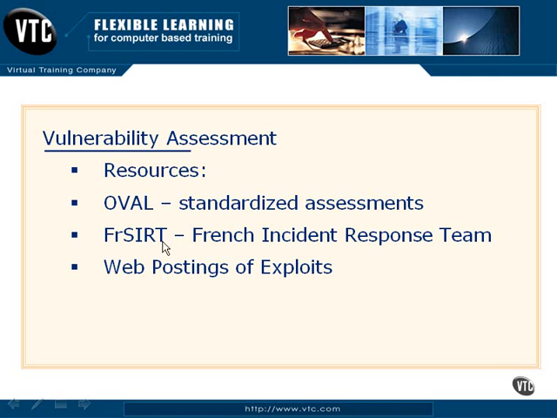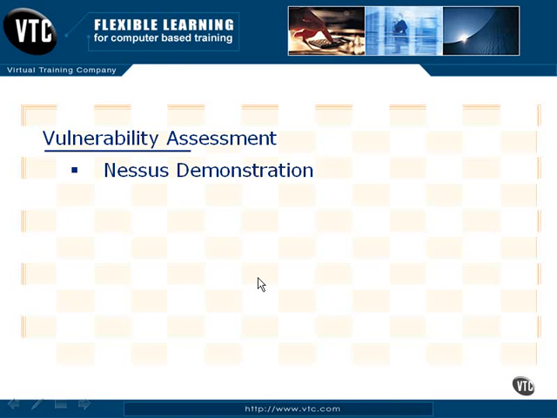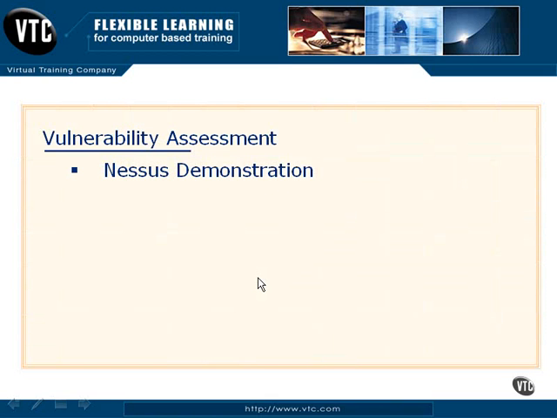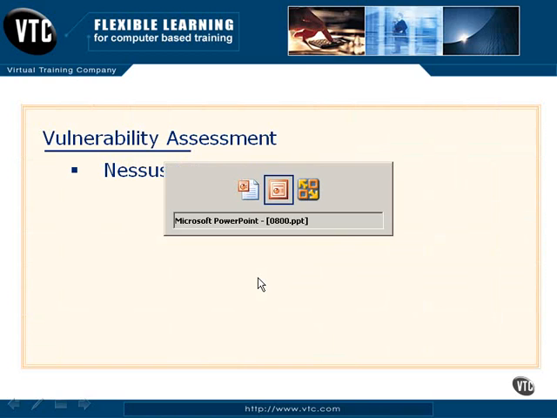And also, just general public web postings of exploits. I know I've mentioned a little bit earlier that I have a pretty good ritual of going out to these various sites and downloading new sections of code, and you should do the same thing. There are always new sites out there, new hacker groups coming up with new code, and you need to really stay on your toes and be out there looking for these things. So we're going to go ahead and move into an example or a demonstration of the Nessus vulnerability assessment tool.